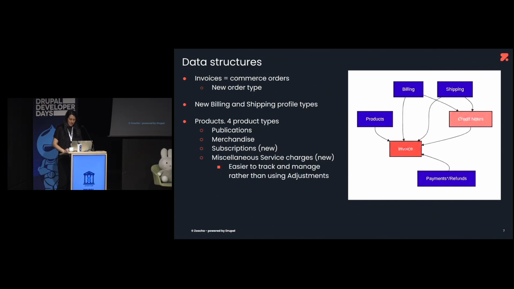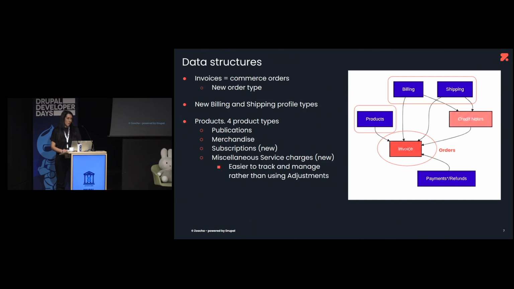Here's the same diagram as the last slide. Like I mentioned before, the invoices are commerce orders, so I created a new order type to keep these orders separate from the shop-facing orders on the site. I created new billing and shipping profile types because the billing and shipping have many different fields between them.